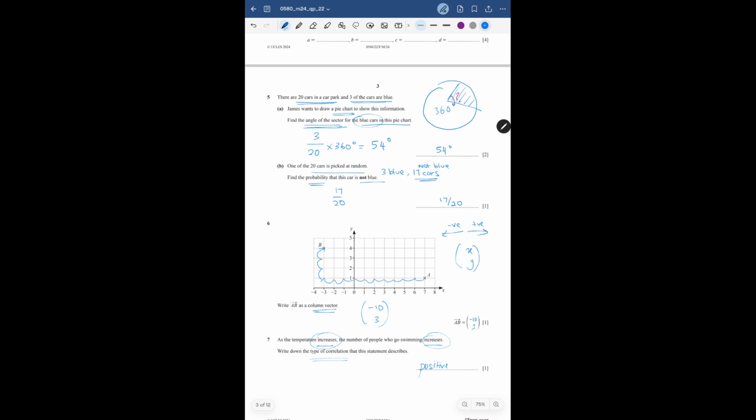We don't need to mention whether it's a strongly positive or weakly positive correlation because there is not enough information. What we know is that it is a positive correlation. If you draw a graph for temperature and the number of people going swimming, temperature is on the x-axis and number of people swimming is on the y-axis. As the temperature increases, the number of people going swimming increases, so the graph will be going upwards. Positive gradient.